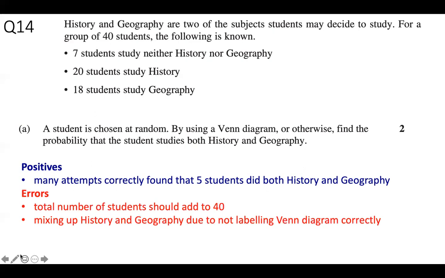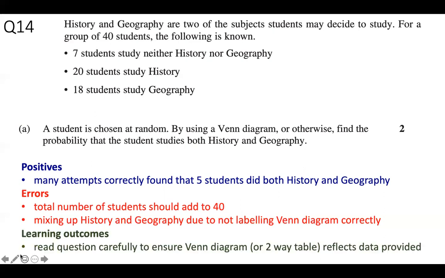Some didn't label their Venn diagram correctly, which ultimately meant they mixed history and geography up. Always good to label your information correctly. The advice for this type of question is to read the question carefully and make sure that what you have drawn reflects the data that the question is providing.